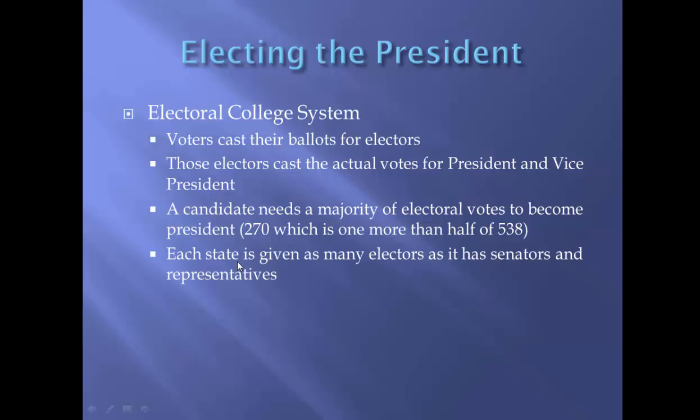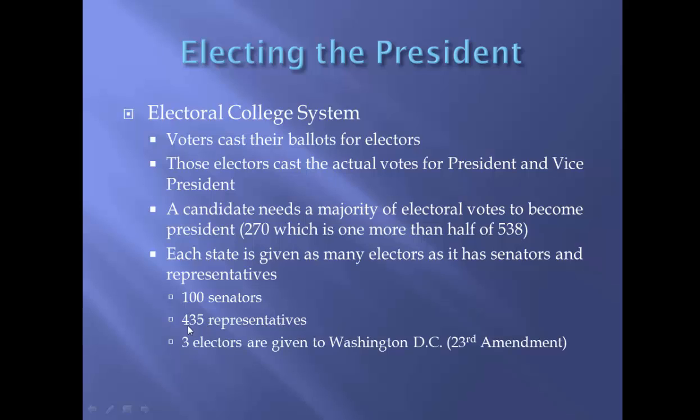That's the system, right? Each state is given as many electors as it has senators and House of Representatives. So if you're curious as to how many electors each state has, it's based on the amount of people they have in Congress. The 2 senators and as many representatives as they have, right? We know that we have 100 senators and 435 reps. There are 3 electoral votes given to the Washington, D.C. people. It is the 23rd Amendment. Maybe a nice, easy way to remember that: 23rd, 3 electors. 23rd, 3 electors. It might help you.